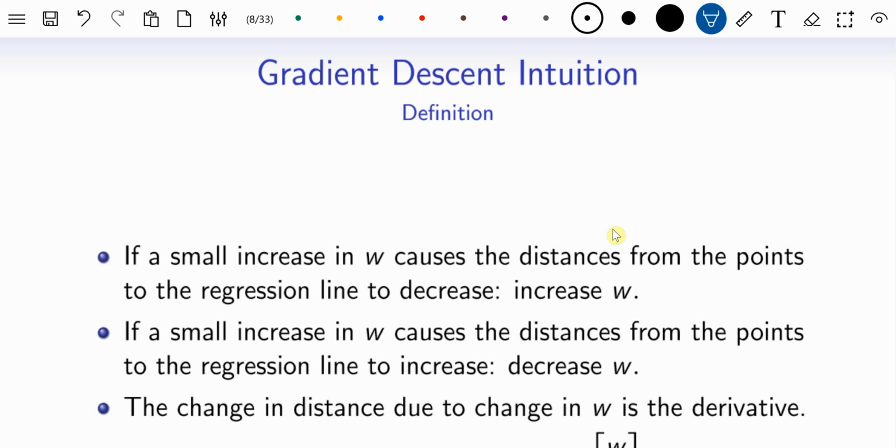The main intuition behind gradient descent is that when the slope is negative, move in the positive direction, and when the slope is positive, move in the negative direction.